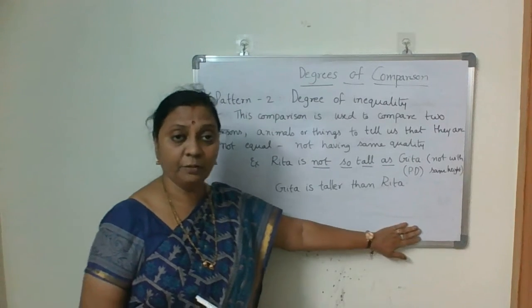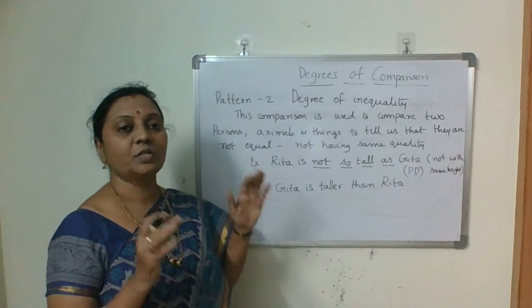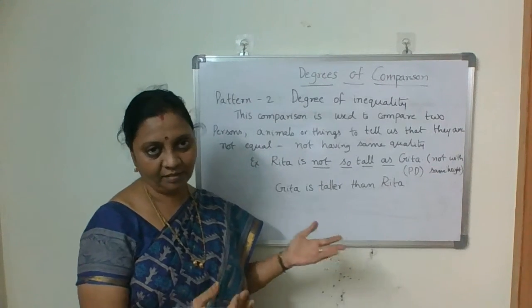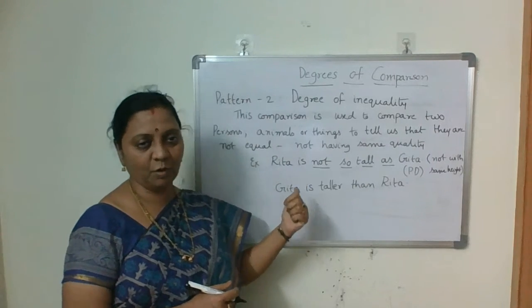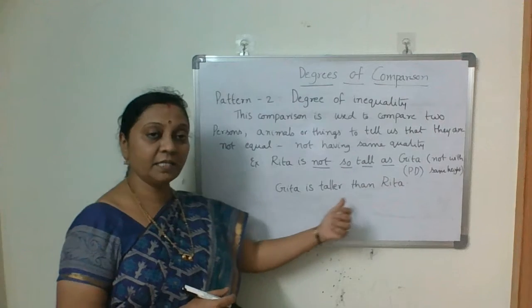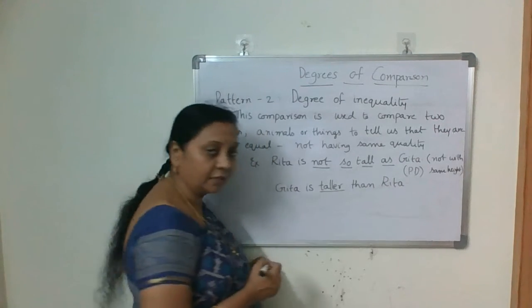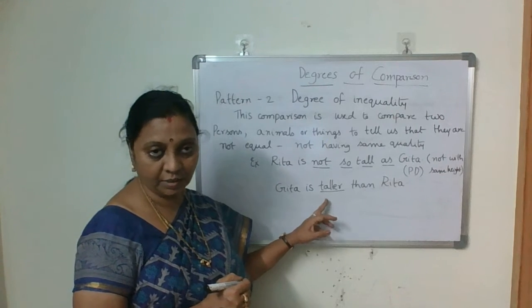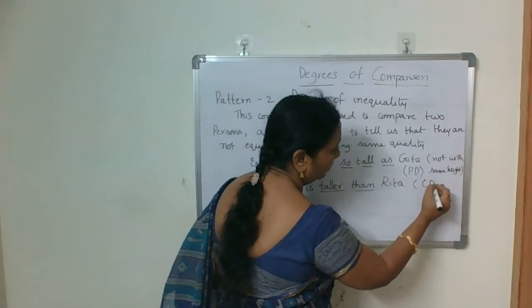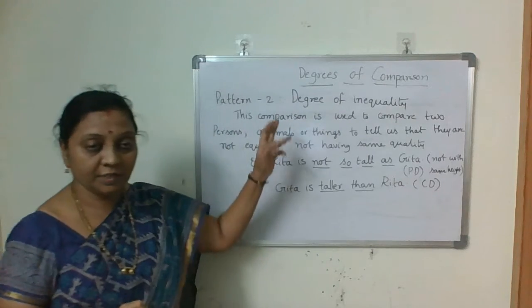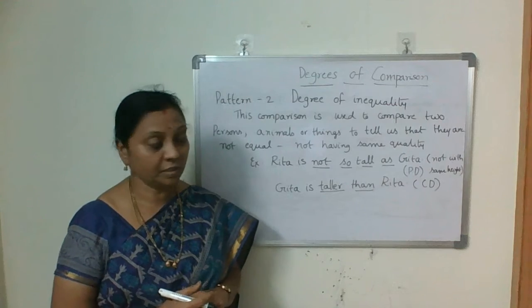Suppose in comparative degree, how do we write the same one? Geeta is taller than Rita, isn't it? So this girl is taller than the other girl, you want to say. So Geeta is taller than Rita. So here we are using the comparative form of the adjective, that is "taller," and then we are using "than," and this becomes comparative degree. And for this pattern 1 and pattern 2, there is a comparison between two persons.